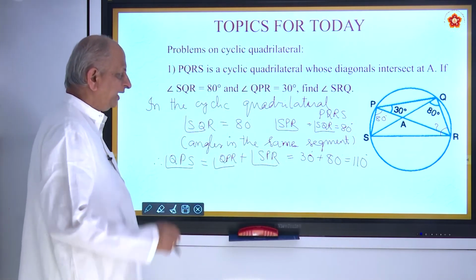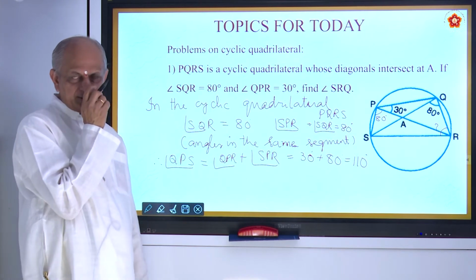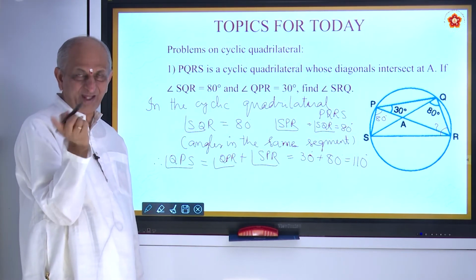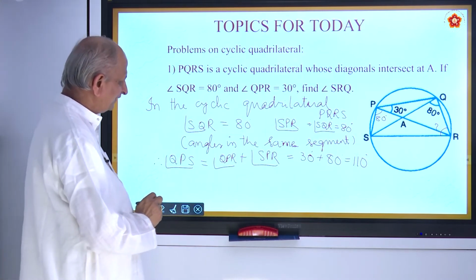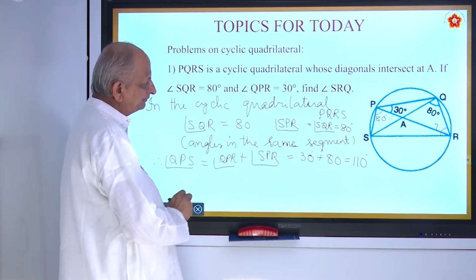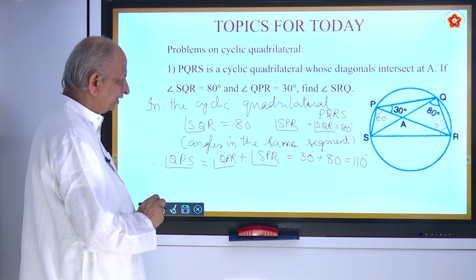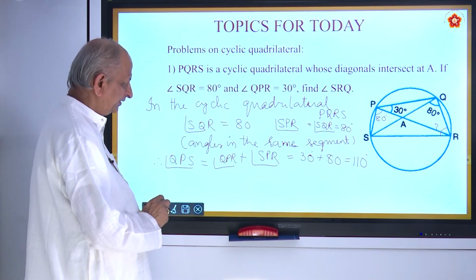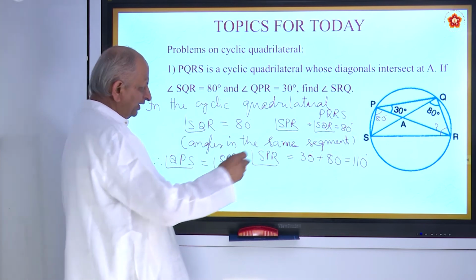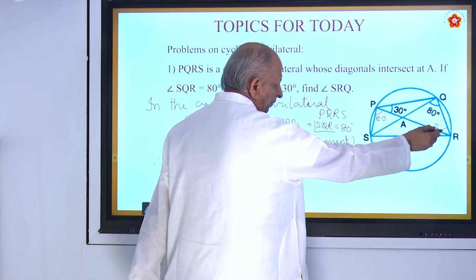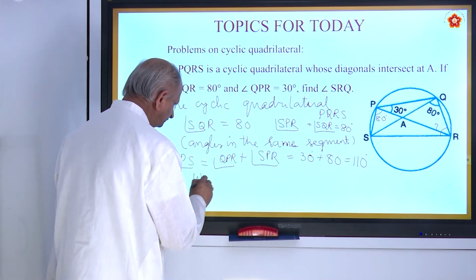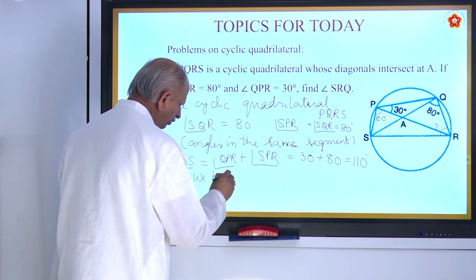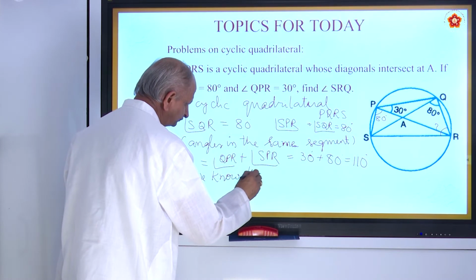So in the cyclic quadrilateral, what is the property of angles? Opposite angles are supplementary. That means angle P plus angle R is equal to 180 degrees. Is it not? So here it is 110. What about R they are asking? We know that. How do you know? By theorem.